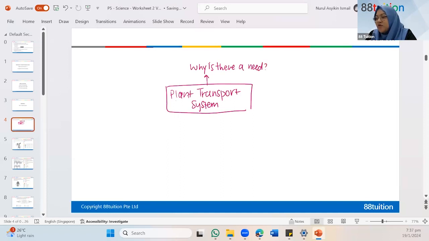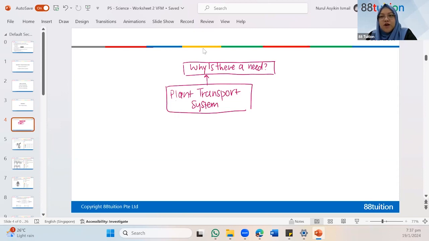In the chat. What I'm looking for is someone to answer me. Only one person, give me one answer. I read the answer, I won't say the name. It's fine. But only one person contribute. Why is there a need for a plant transport system? Anyone? Don't worry, nobody can see your response. It's a direct message. You want to try? Oh, one person already contributed.